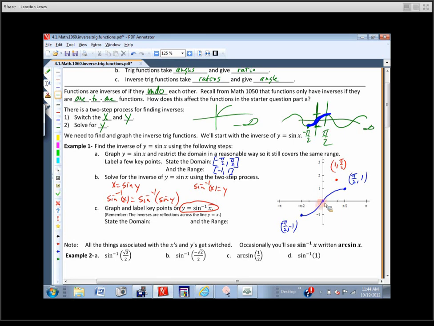This point on the original graph was 0, 0. What happens when you switch 0, 0? It's still 0, 0. Okay? This point, once we switch the x stuff for the y stuff, is going to be negative 1, negative pi halves. So that's going to be about right there. So negative 1 comma negative pi halves. There are our points.